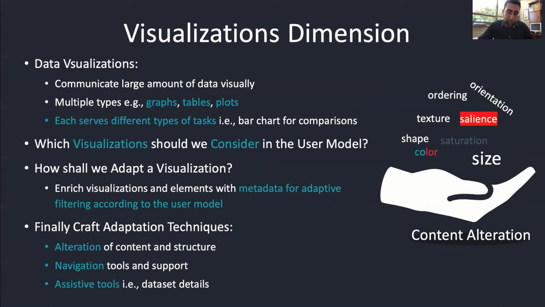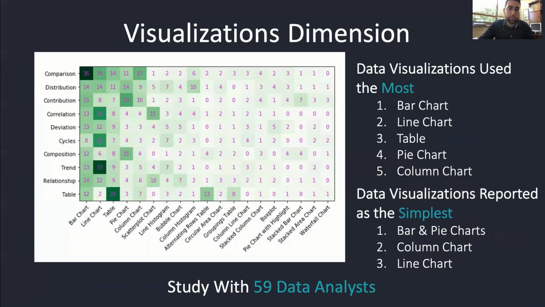Once we define and understand which those visualizations are, then we will annotate their elements with metadata that will help us further filter those elements and provide content alteration according to the user's model, so we can adapt the visualization. Then we will have to craft personalization and adaptation techniques, such as navigation tools and assistive tools like giving details about the underlying data set that is being visualized.